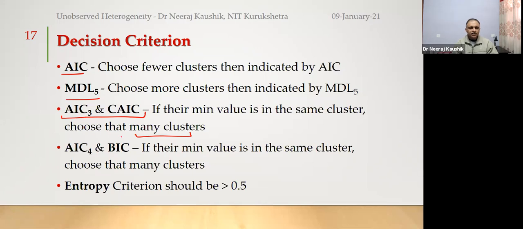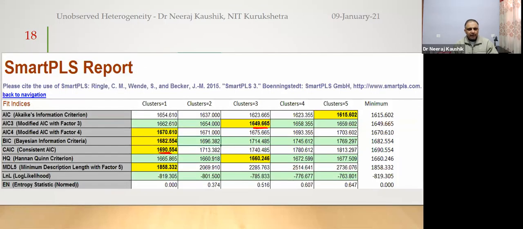AIC4 and BIC, check them. AIC4 recommends a minimum cluster of 1 and BIC recommends a minimum cluster of 1. Both of them fall in the same cluster with the minimum value. So we conclude we have the 1 cluster and there is no effect of heterogeneity at all. Now you can go ahead with the routine, but you must show this table. This table shows that I have actually checked whether there is any sort of segmentation or not. In this data set, it shows no segmentation.